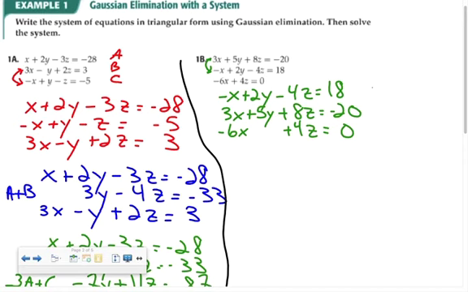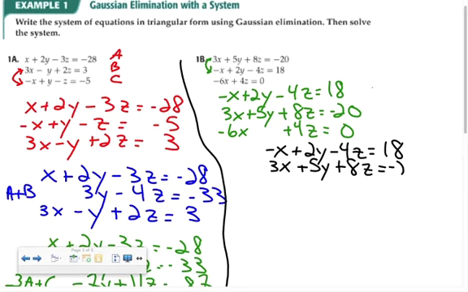So first equation I'm going to leave alone. Second equation I'm going to leave alone. And my third equation is going to be a result of taking negative 6 times a and adding c to it. That will cause my x's to cancel out. And then negative 6 times 2y, that's negative 12.